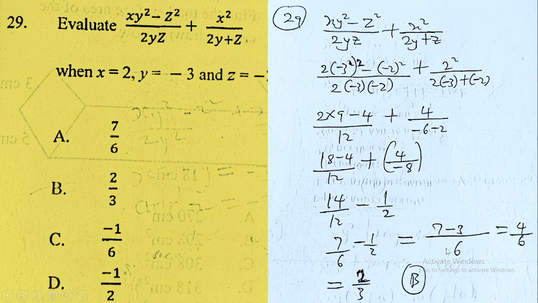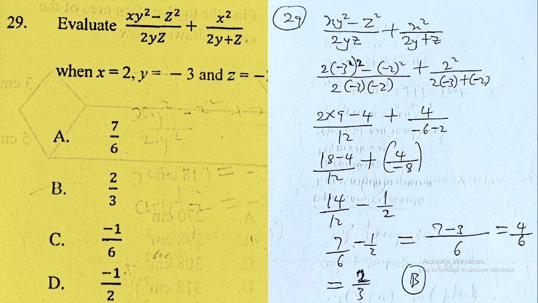Then we can find the LCM here. 2 in 6, 3 times 1 gives us 3. 7 minus 3 is equal to 4 over 6. Then 2 can go into 4 over 6, that gives us 2 over 3. Then option B is the correct option as far as this question number 29 is concerned.